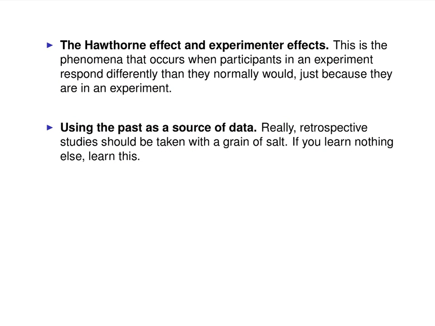Okay. Now, there's another effect called the Hawthorne effect or experimenter effects. This phenomenon occurs when participants in an experiment respond differently than they normally would just because they're in an experiment. So this happens with things like diet studies and exercise studies. If you put somebody on exercise, they often tend to also improve their diet. Just because they're in this experiment where they're exercising, they're like, oh my gosh, I'll eat healthier too. It just kind of happens naturally. So that's called the Hawthorne effect and the experimenter effect.